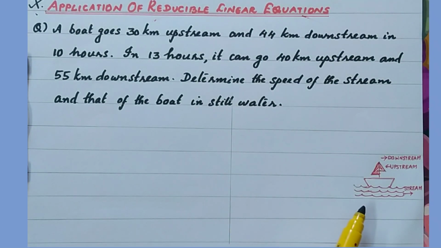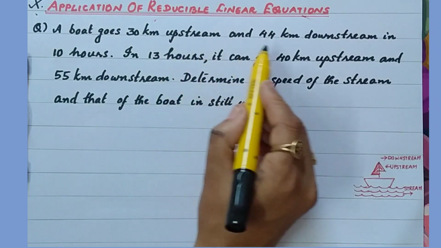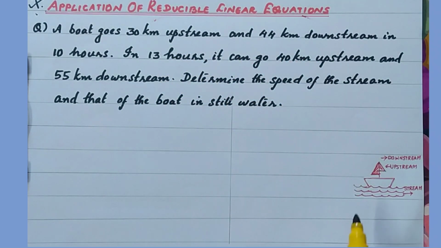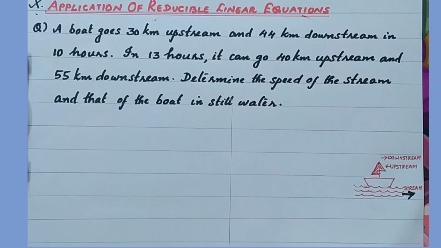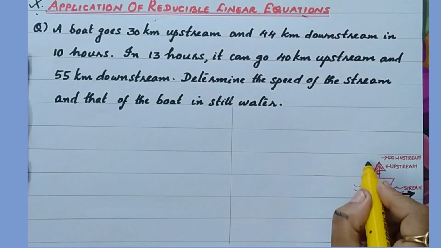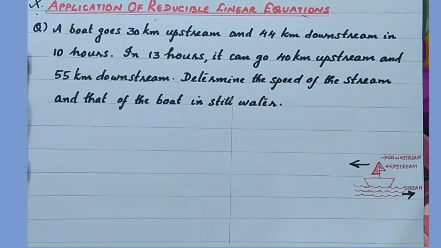Before going to do this problem, you need to understand the terms upstream and downstream. Upstream means if this is the direction of the flow of stream, upstream means nothing else other than, imagine you are going to move against the flow of stream. That is what we mean with the upstream. So, upstream means movement against the flow of the stream or river.